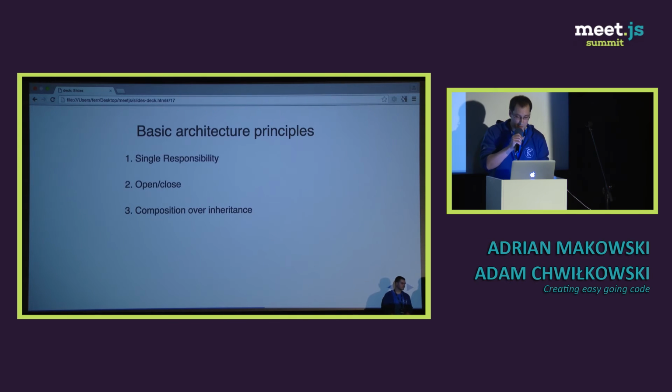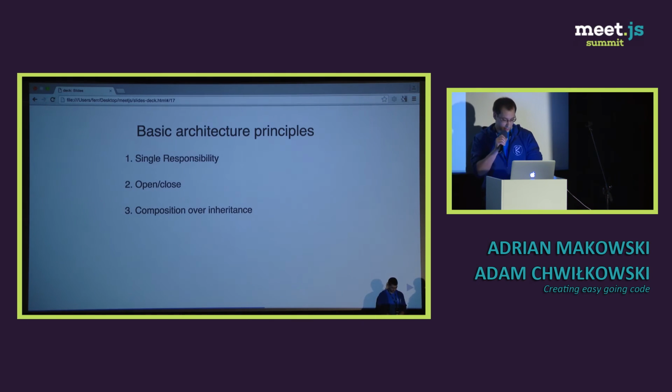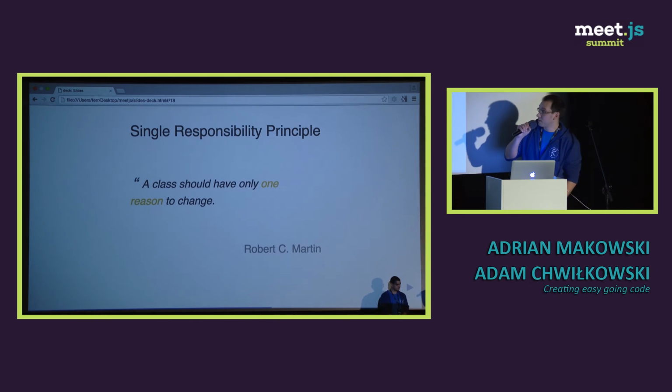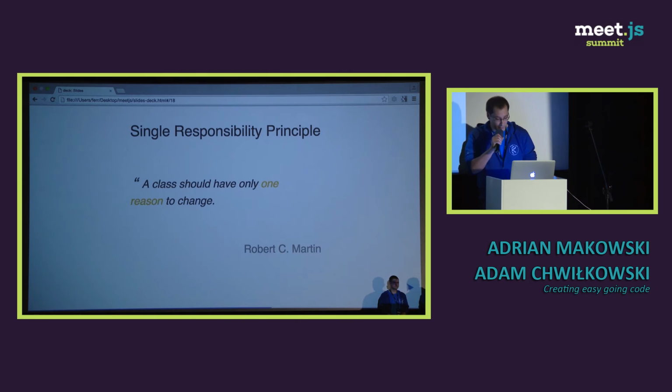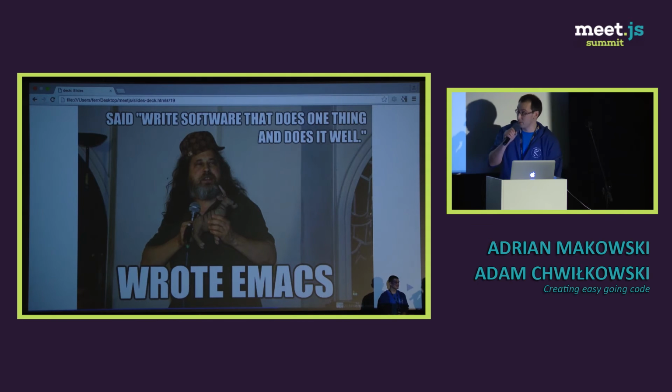Okay, let's talk about basic architecture principles. Let's talk about single responsibility and open-closed. Those are 2 rules from SOLID. And at the end, let's talk about composition over inheritance. So SRP is a rule invented by Robert C. Martin. I really recommend his book, Clean Code. He said that a class should have only one reason to change. What does it mean? Well, don't repeat his problems.